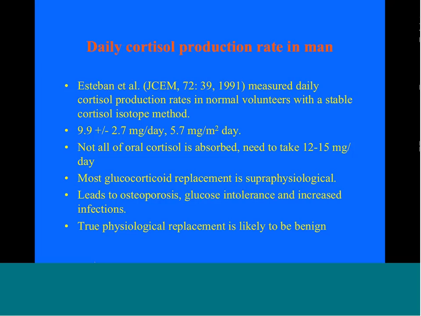But again, it's always better to not take a medicine you don't need, but certainly if you need it, and the people who do need cortisol definitely need it, if you properly replace it, it's more likely to be benign.